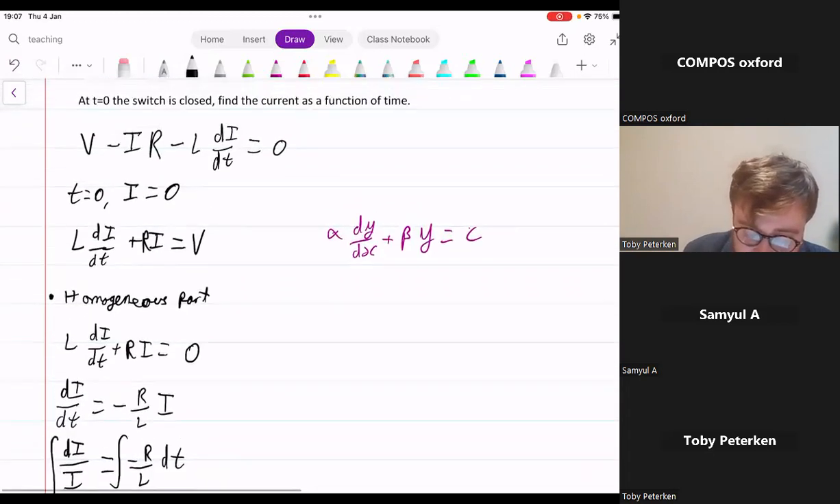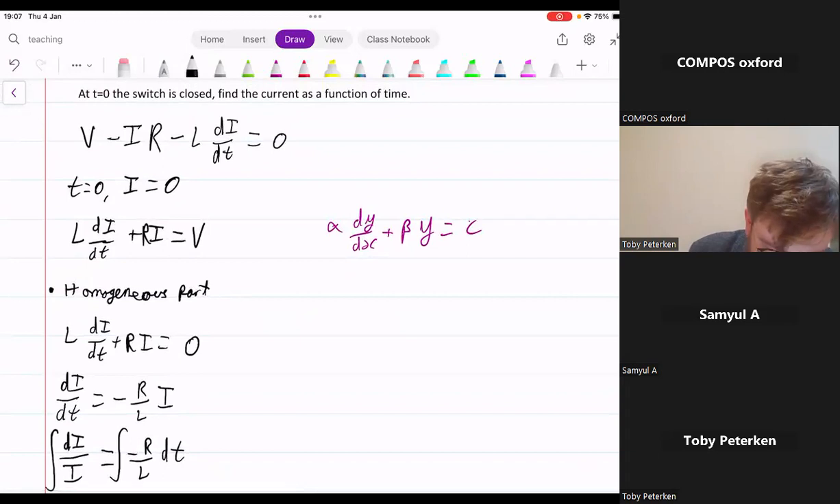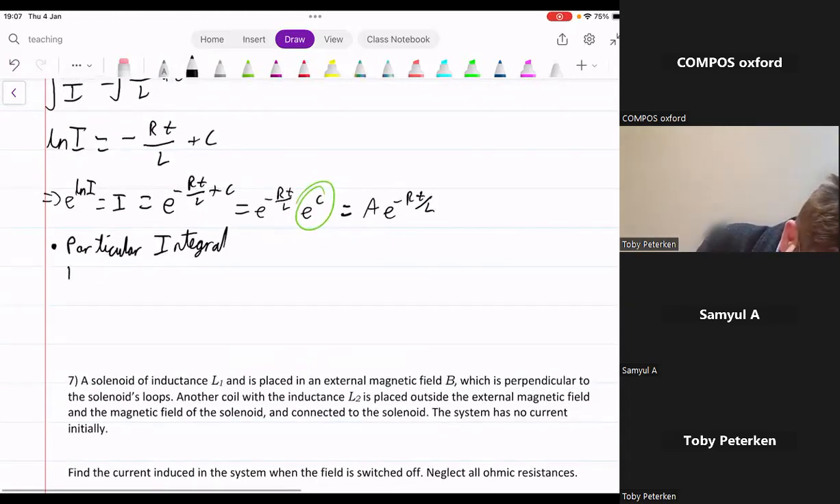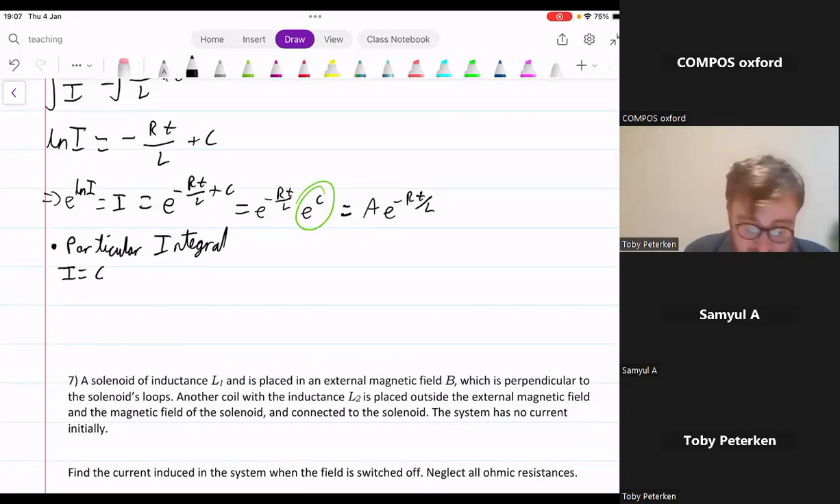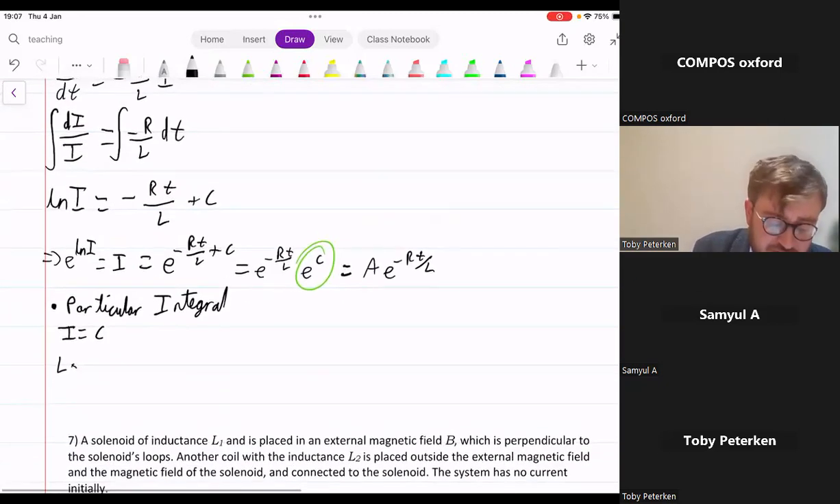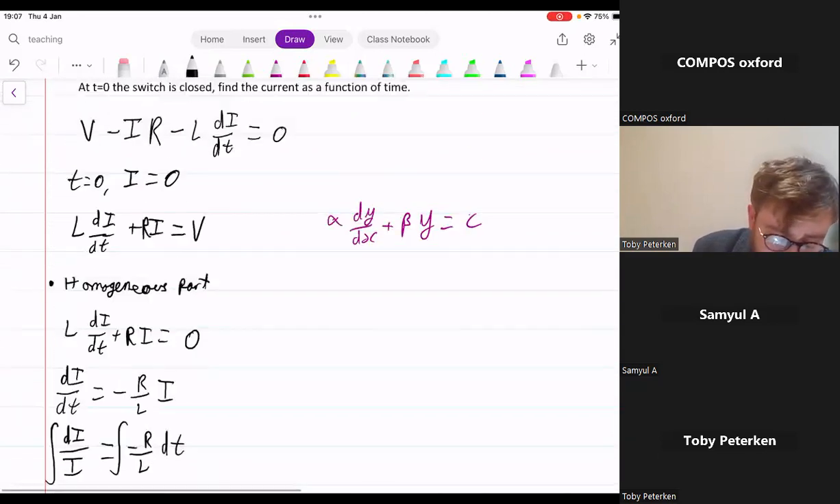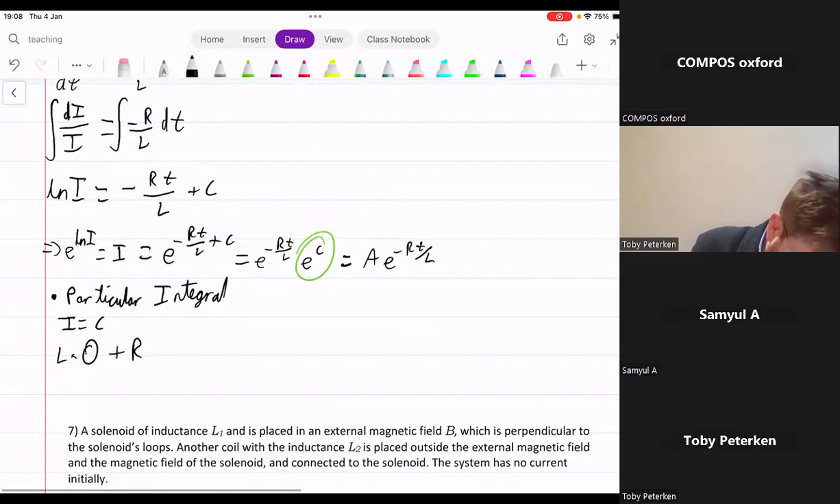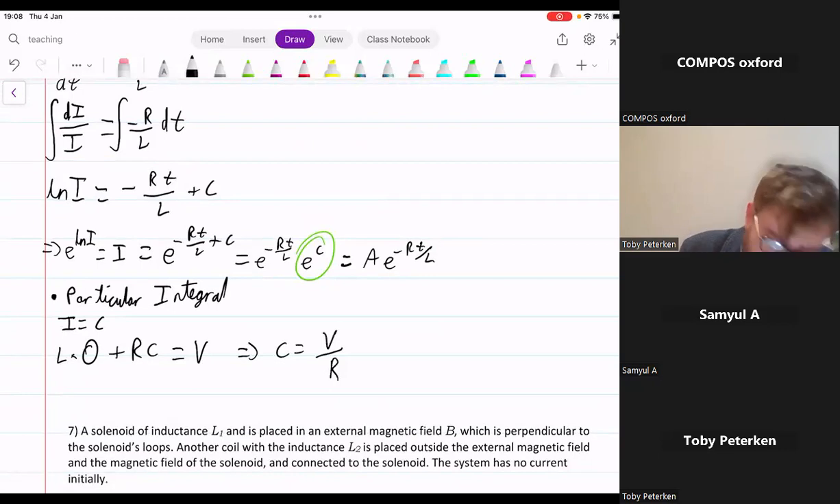Now the particular integral, let's look at the differential equation. We see that the right-hand side is just a constant. So the particular integral is just going to be I equals some constant. We just need to work out what that constant is. So let's put it back in. L times, well, the derivative of a constant is 0. So that first term is 0. Then we have plus RC, the constant, equals V. And this tells us that the constant equals V over R.